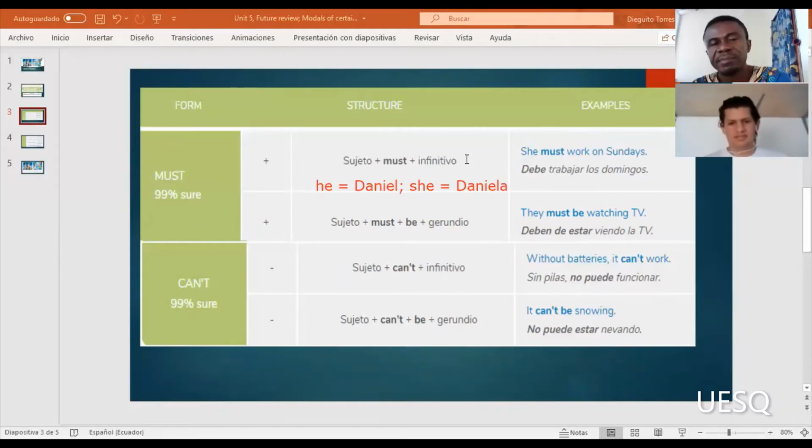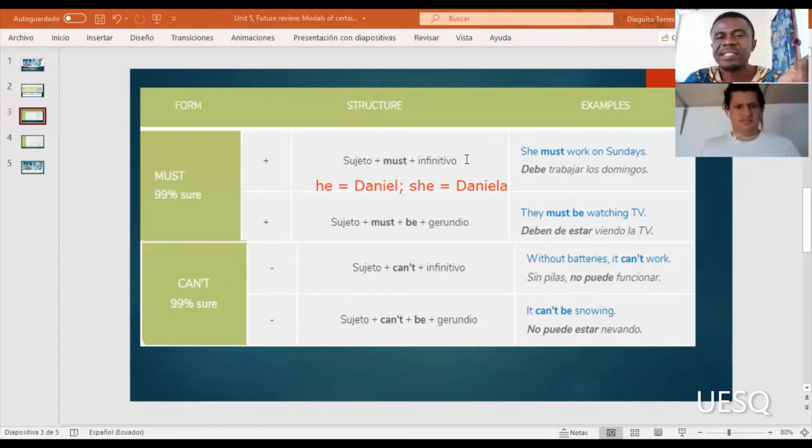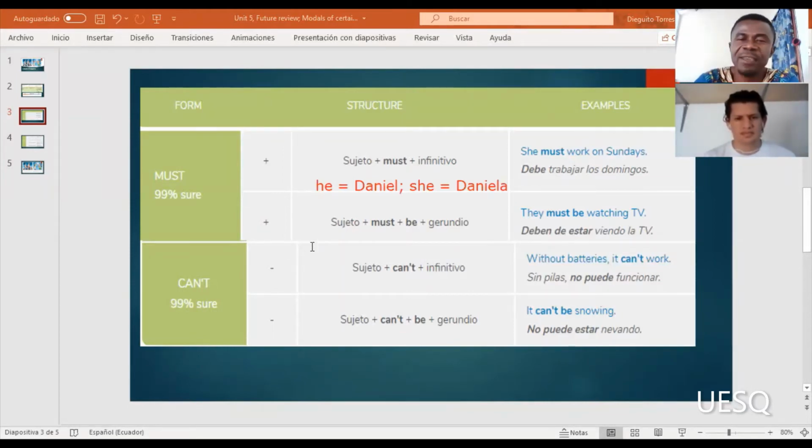We have she must work on Sundays. She must work on Sundays. So in your own example, in your notebooks, you can write another example there, but use a female name, like Veronica must work on Sunday, or Carolina must work on Sunday, on Tuesday, on Saturday. So she is the subject, then must is the modal verb, then work is the main verb, Sunday is the complement. Let me go over again.